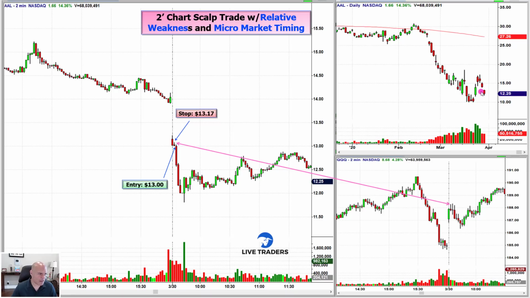So we got the gap down. It looks good. We have the relative weakness with a 3-bar play pattern, and then the market puts in topping tails and pulls back. So I call this micro market timing because ultimately the market went higher. And ultimately AAL, after pulling back, went higher as well. So we got in at 13 with a stop at 13.17, and this is what it looked like.